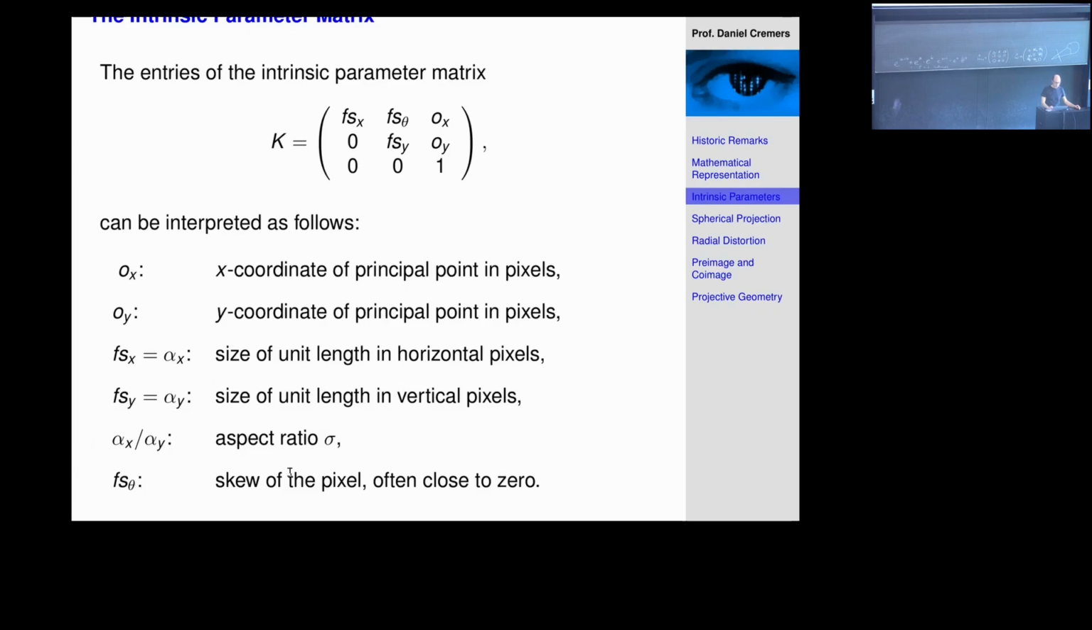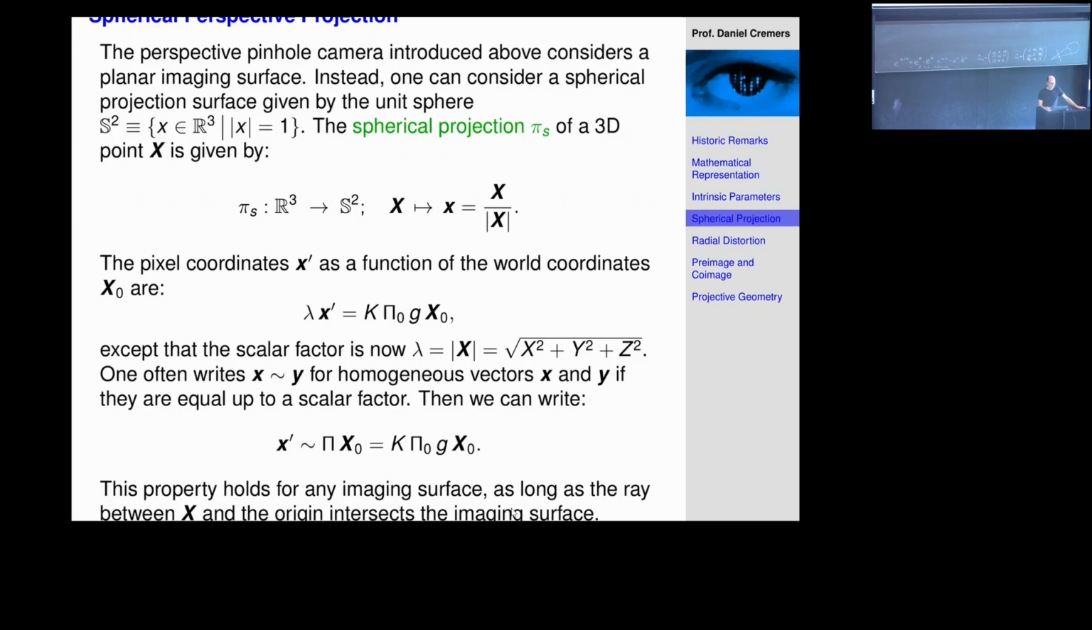And as I mentioned, this f times s theta, this off-diagonal element that we have here, this is a skew of the pixel. For non-rectangular pixels, you need to introduce that, but in practice you would expect it should be close to 0. If you have rectangular pixels, it should be 0. So this is the standard perspective projection. There are variations of it that one can also employ in practice.